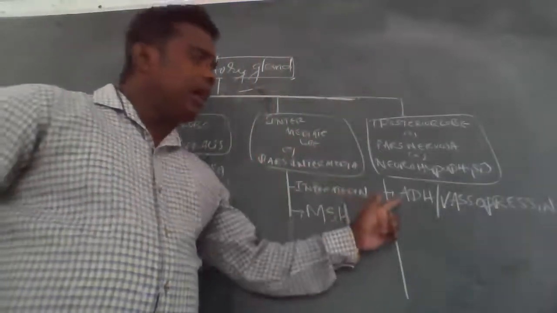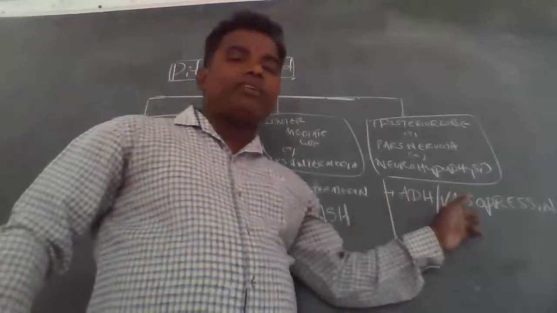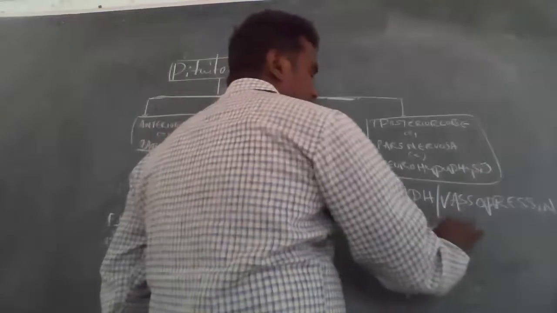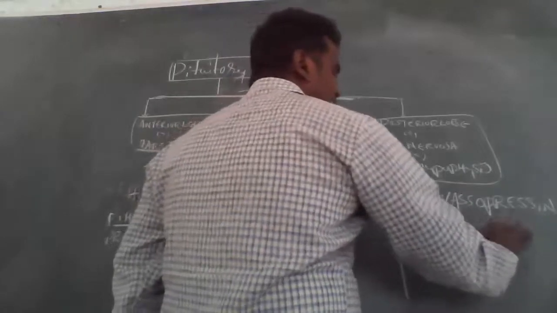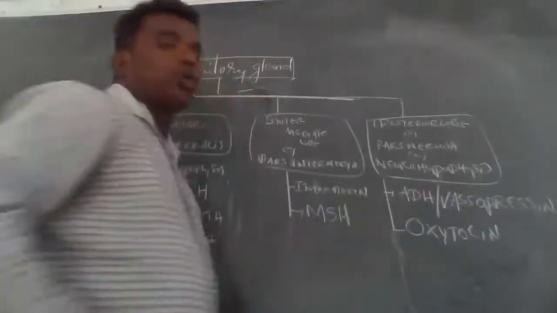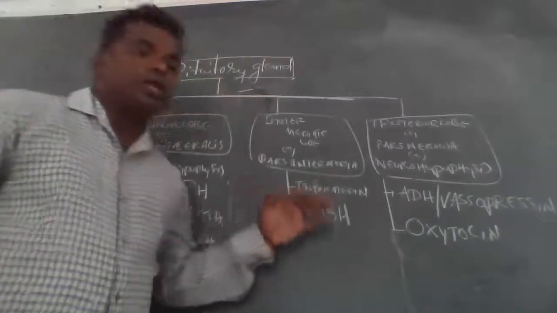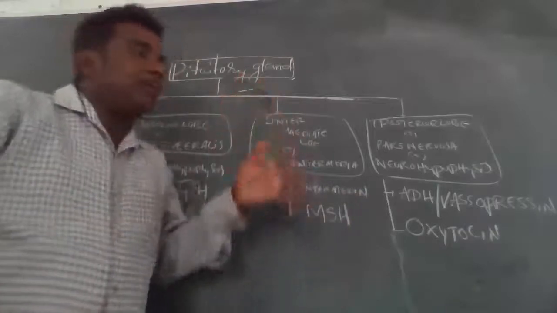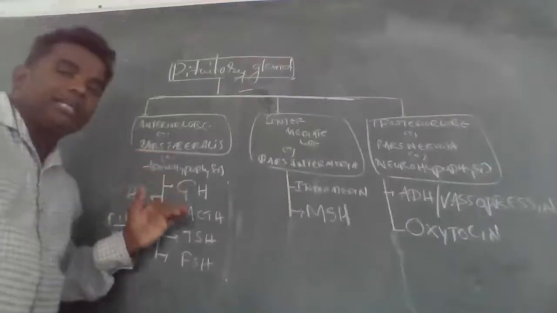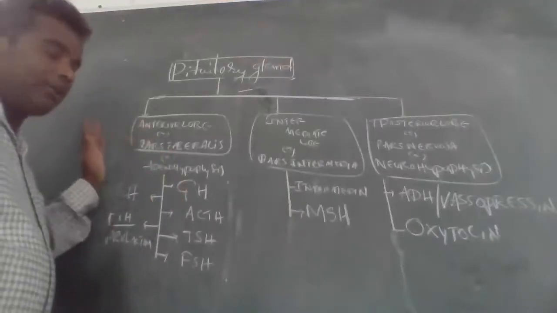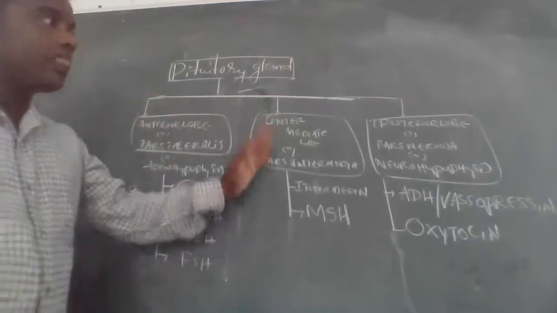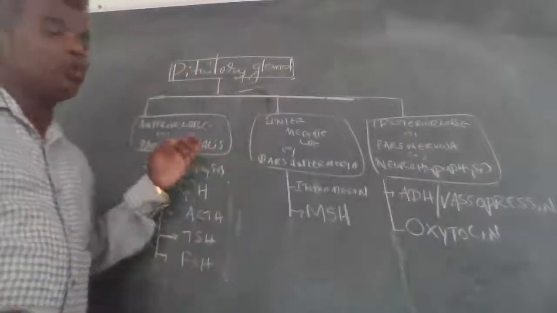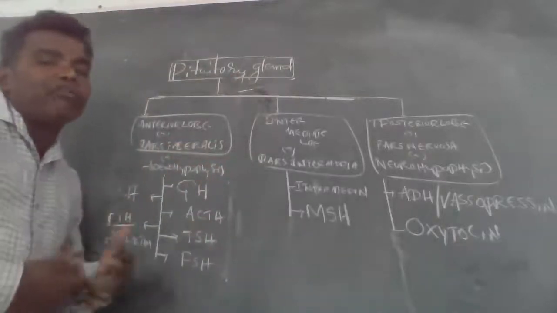Vasopressin, anti-diuretic hormone. Another name that is called vasopressin. Next, the second hormone is called oxytocin. What is oxytocin? These are the pituitary gland lobes and what hormones does it secrete? Anterior lobe hormones, intermediate lobe hormones and posterior lobe hormones. Very important. If you know this flow chart, one by one we'll discuss.